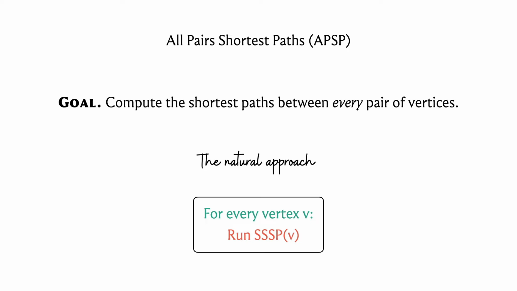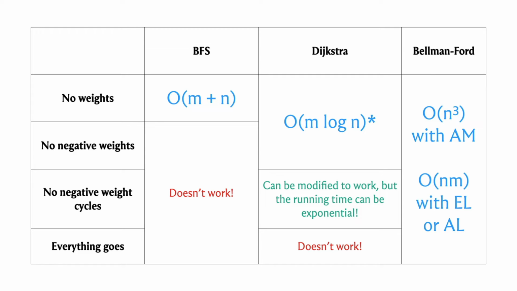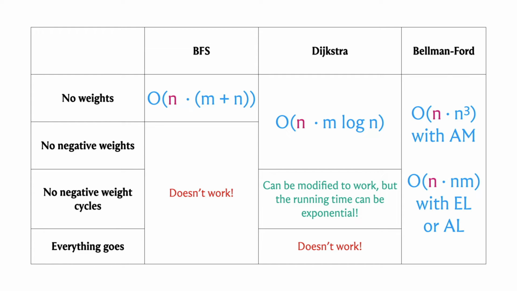Let's take a look at the SSSP algorithms that we have seen so far, and let's try to understand what would be the running time of the APSP algorithm if we were to simply run these SSSP algorithms n times. So as you might guess, to obtain these running times, we simply have to add a multiplicative factor of n to the existing running times to account for this outer for loop that's going to run n times.